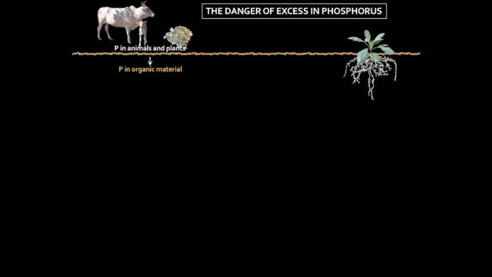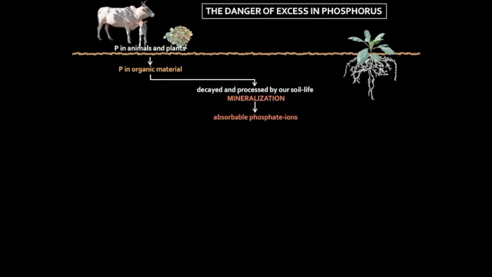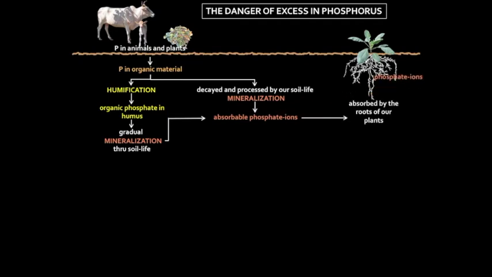Part of the phosphorus in organic material is immediately decayed and processed by our soil life through a process of mineralization, thereby converting the phosphorus into absorbable phosphate ions for the plants. Another part of the phosphorus in organic materials goes through a process of humidification and becomes organic phosphate and humus. This phosphate is then gradually mineralized by our soil life and also converted into absorbable phosphate ions, which in turn are absorbed by the roots of our plants.